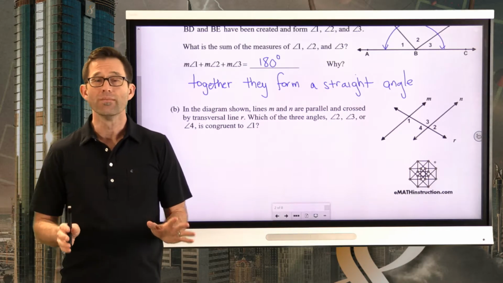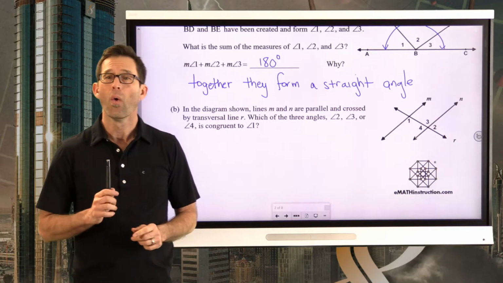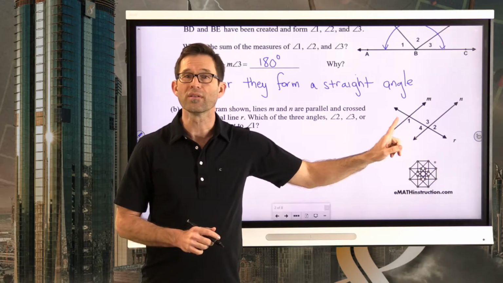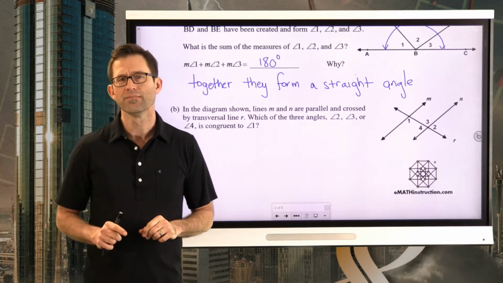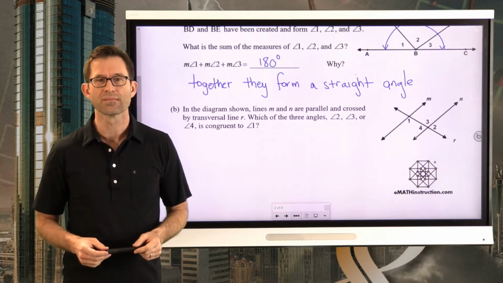All right, so we've worked a lot with parallel lines. You know, we even saw them in the last lesson. One of these three angles, 2, 3, or 4, is congruent to angle 1. Which one is it, and also why? Pause the video now and take a shot at this.